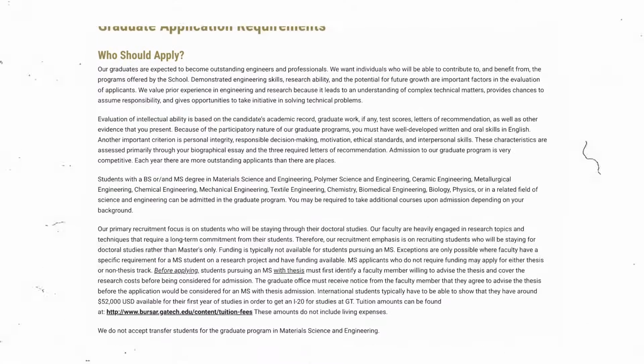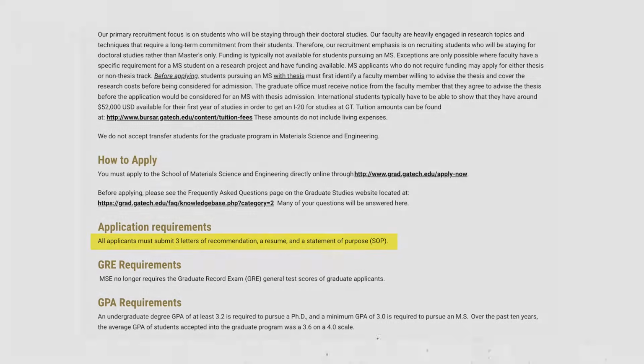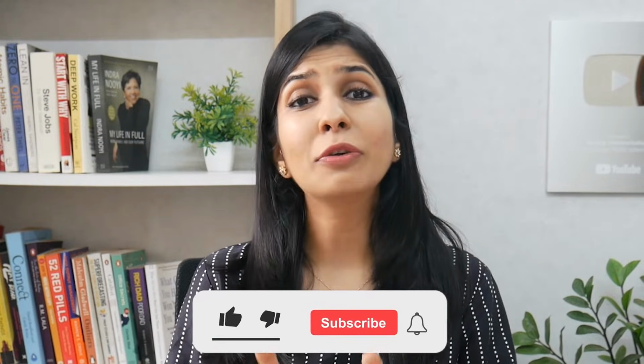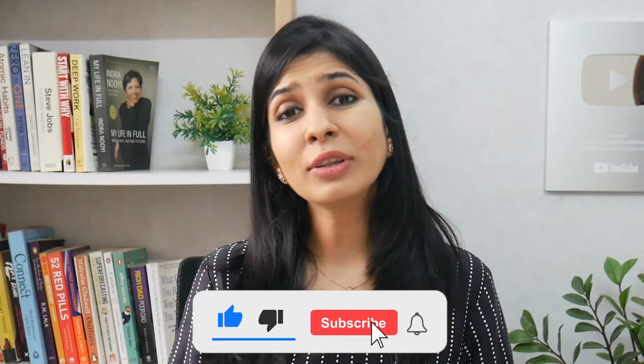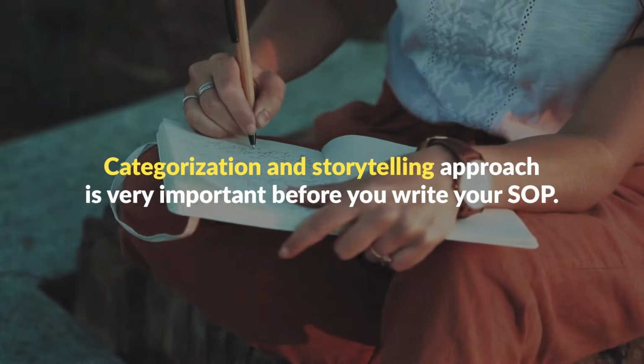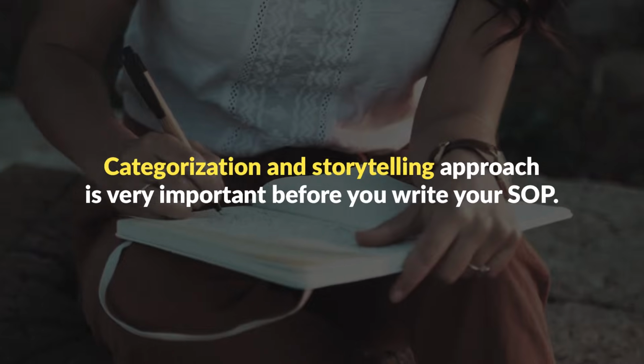This is where you should visit the university website, check for the requirement, word limit, and if there is anything specific that they would like you to address in the SOP. After that, you should brainstorm and think of a story that will convince the admissions committee as to why you are so passionate for the field and how you are a good fit for the program. Think of all the important experiences you've had that you would like to include in the SOP and not so important experiences that do not deserve a place in the SOP. This categorization and storytelling approach is very important before you start writing your SOP.